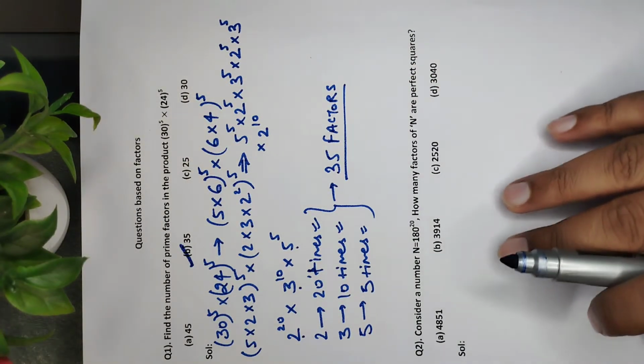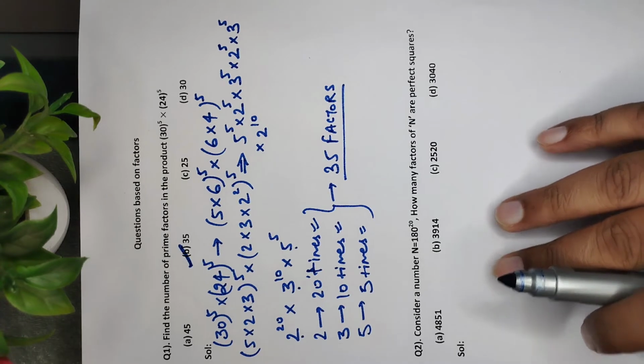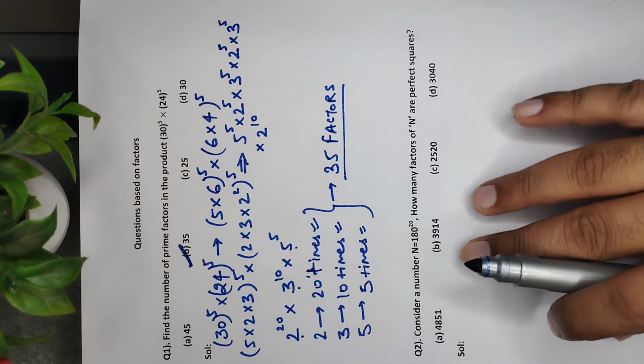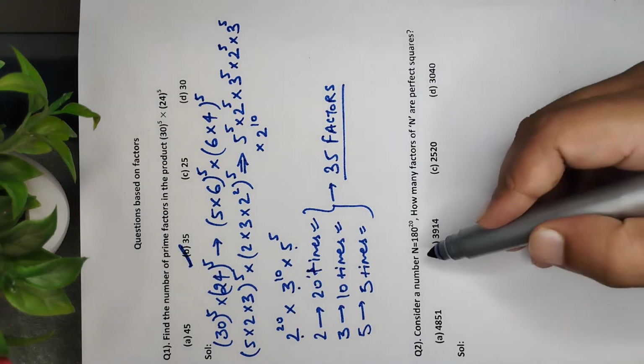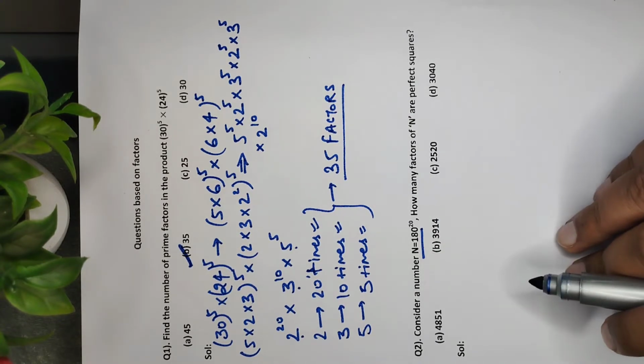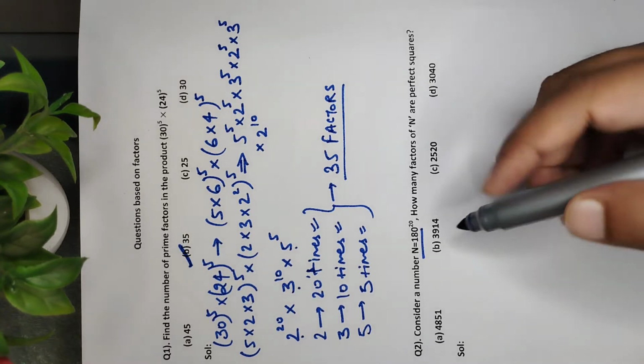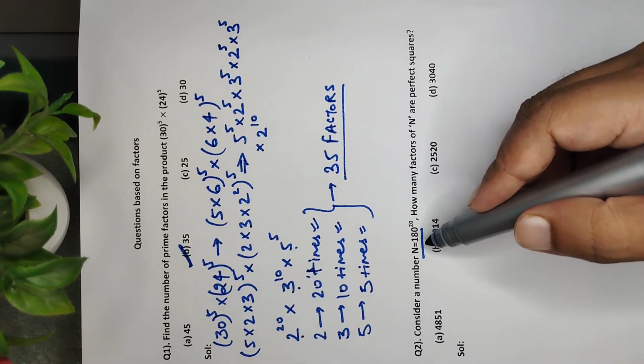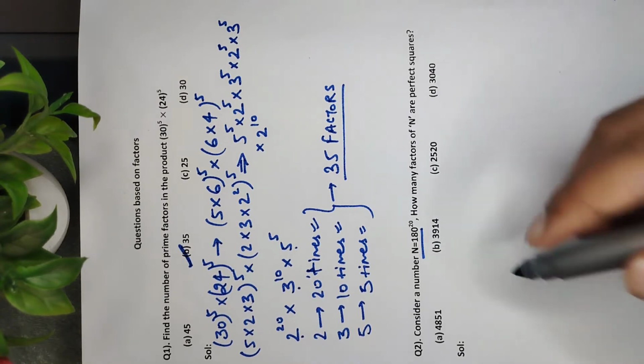Now let us solve the second one. The second question is, consider number n equals 180 raised to the power 20, and we have to find how many factors of n are perfect squares. Now we know how to find the perfect squares. But first of all, we need to factorize this number into primes. Like this.